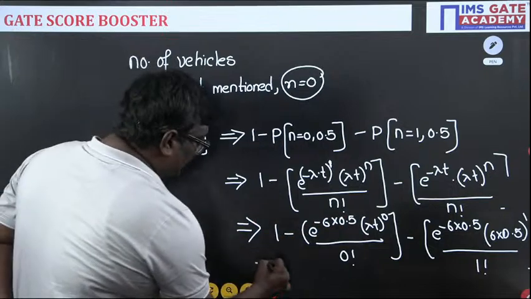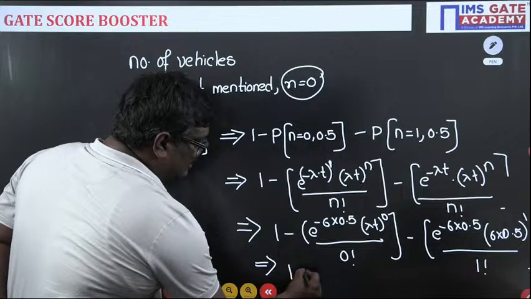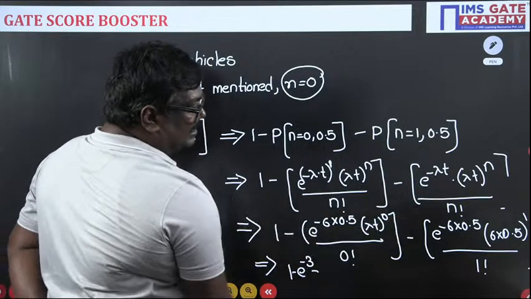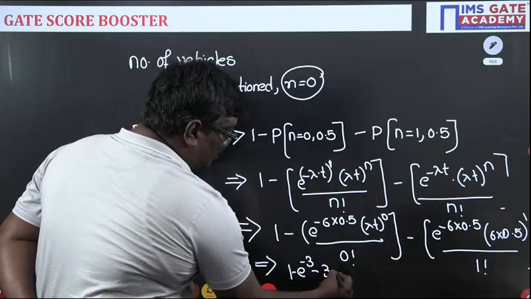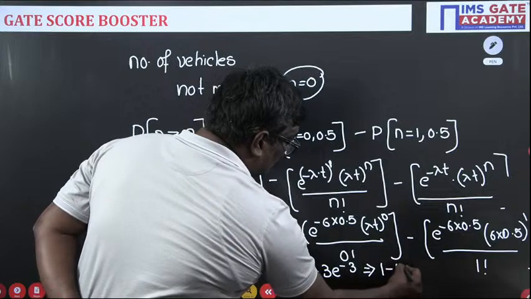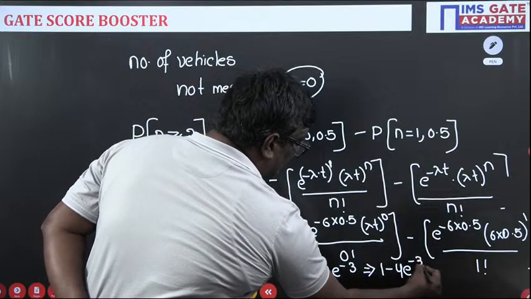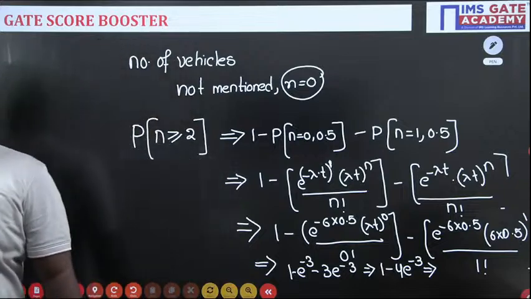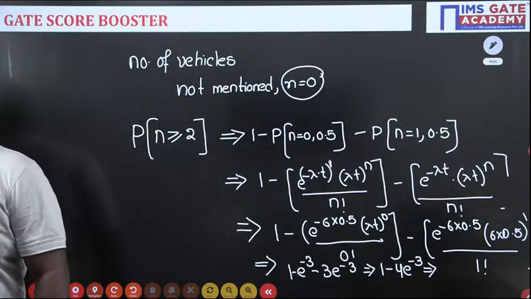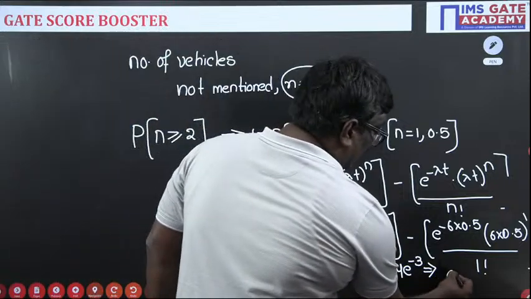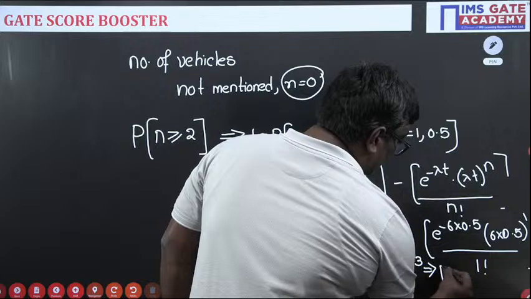So this will be equal to 1 minus e power minus 3 minus 3 into e power minus 3. So what will be this value? 1 minus 4 into e power minus 3. What will be this answer, students? So this will be equal to 0.8.